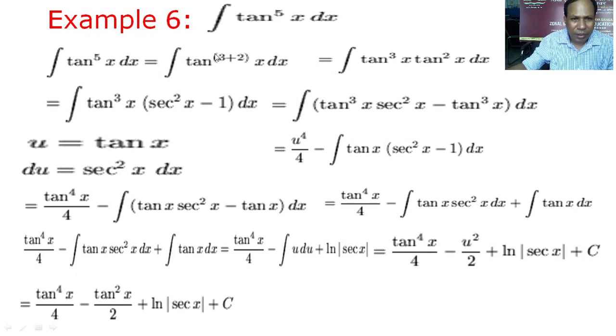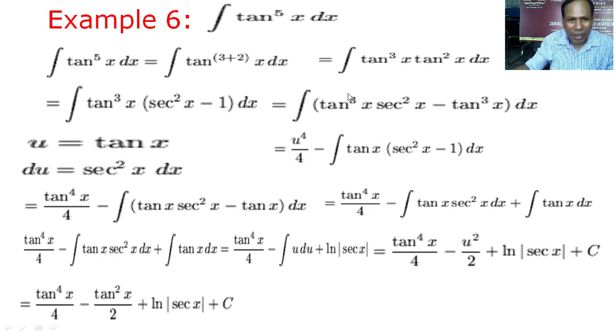Now in example 6, we will integrate tan to the power 5 x dx. So integral of tan to the power 5 x dx, 5 means 3 plus 2, can be written as tan cube x into tan square x dx. And we know tan square x is not easily integrable. Instead, sec square x is easily integrable.